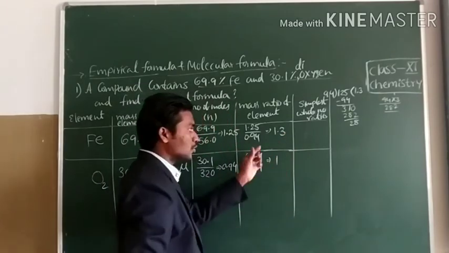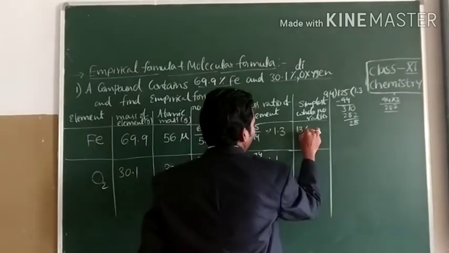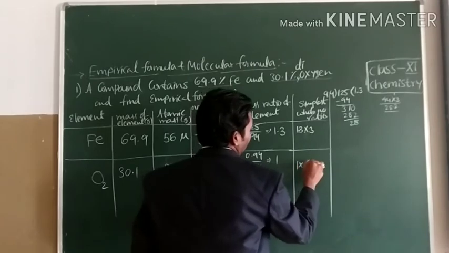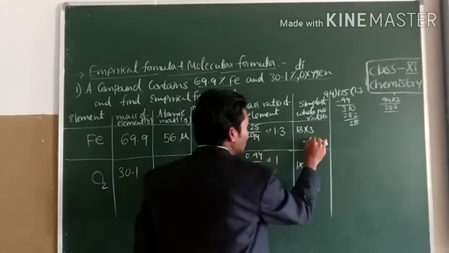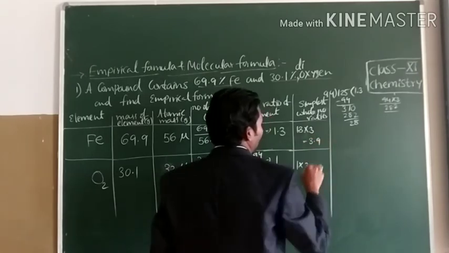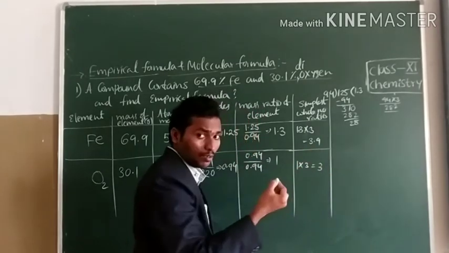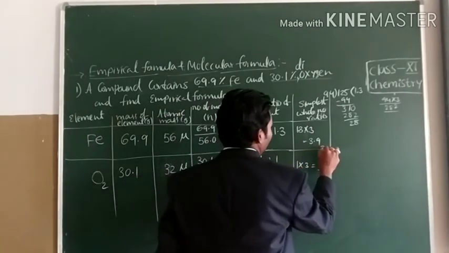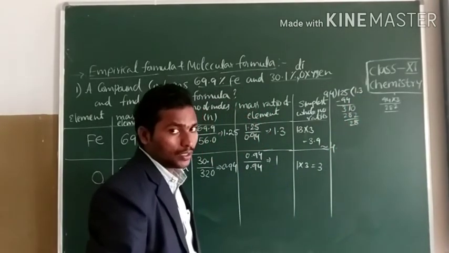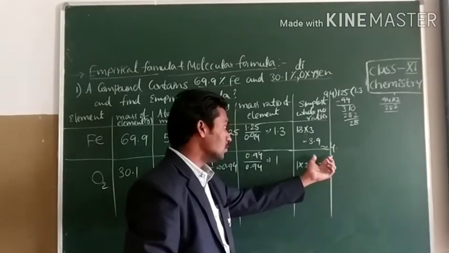Here, let us consider that the suitable smallest integer is 3. Multiply the values with 3 in both cases: 1.3 into 3, and 1 into 3. Here 1.3 into 3 is equal to 3.9, and 1 into 3 is equal to 3. So 3.9 rounded off is equal to 4, because we are considering one decimal point. So this is equal to 4, and this is equal to 3.